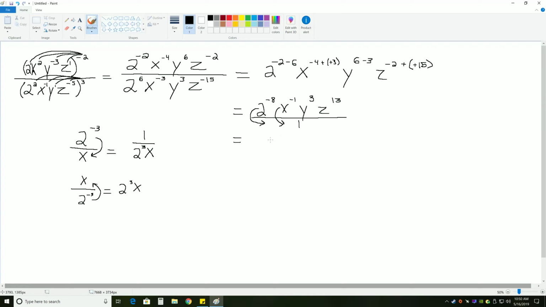So this is going to give us y to the third, z to the 13th, all over 2 to the positive 8 now, and x to the positive 1. And anything to the first power is just itself, so we don't write that exponent. And this is the simplified form of our original problem. Note that we do not need to multiply out this 2 to the 8th power, as that would be an outrageously large number to multiply out.